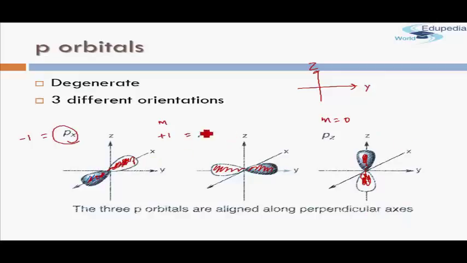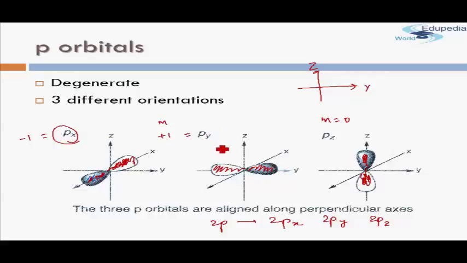So, for example, for 2p, the energy of 2px will be equal to the energy of 2py, will be equal to the energy of 2pz. That is why they are degenerate, but their spatial orientation or their alignment is different, and that is why we have three different m values. So which m value is assigned to which alignment or orientation?